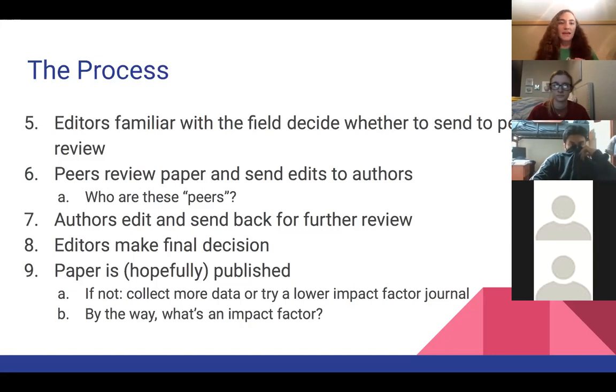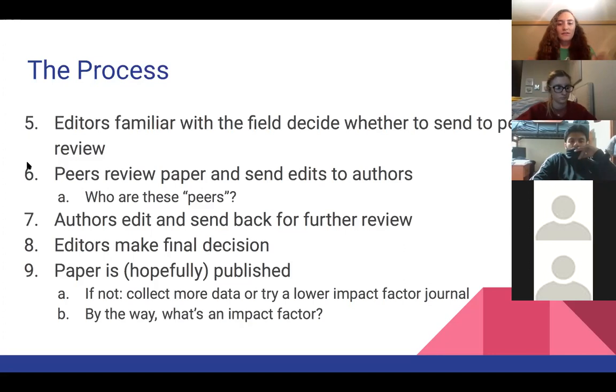Also, the experiment itself might just have a poor study design. There might be some confounding factors that make the study not that strong, and they might need more data before they can publish the paper.